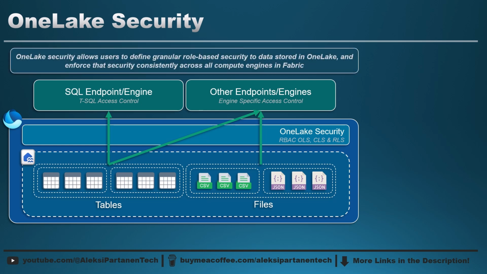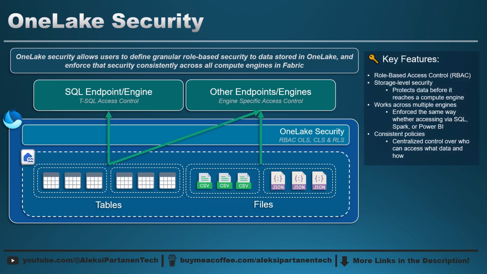By using OneLake Security, we can drop the access management below those engines and have one access control that all of those engines use. So it doesn't matter whether you're accessing the data using T-SQL, Spark, Power BI, Excel, or OneLake File Explorer. The same access control will apply. So OneLake Security allows users to define granular role-based security for data stored in OneLake and enforce that security consistently across all compute engines in Fabric.